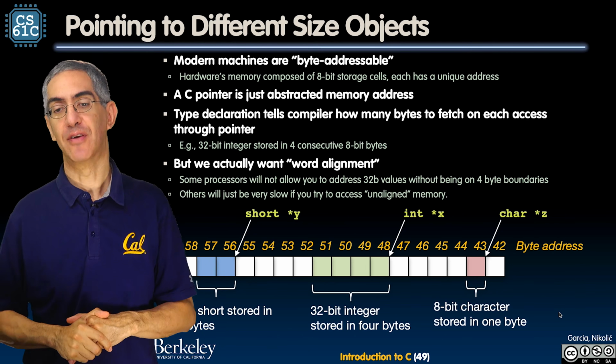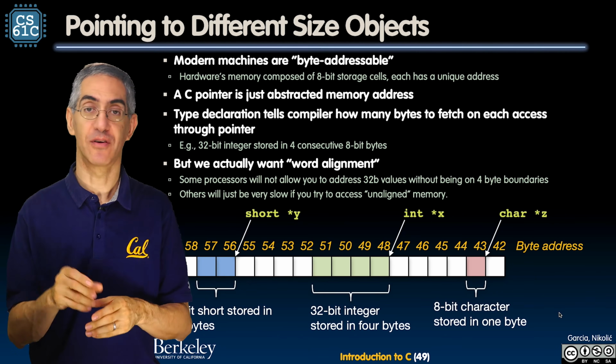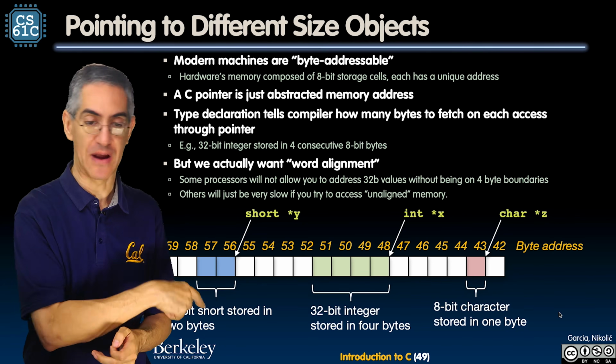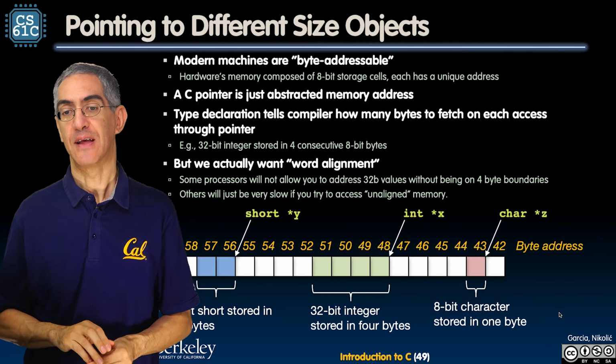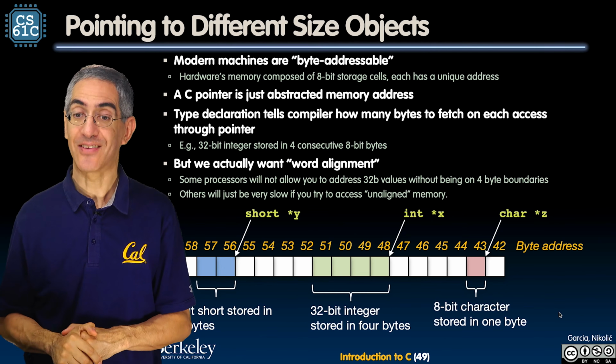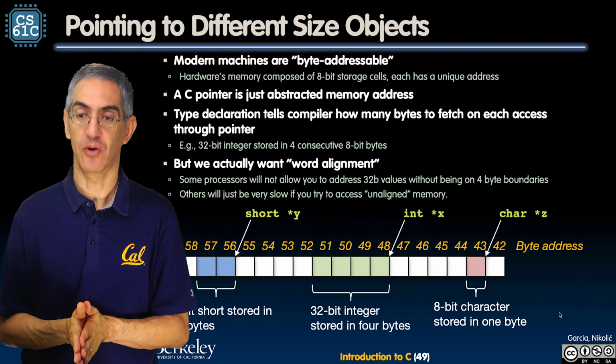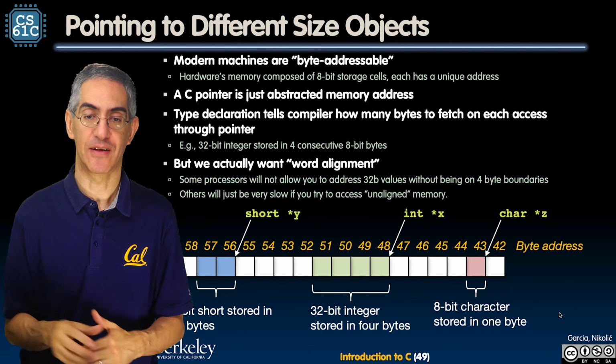Here's an example on the right of a nice picture that shows a short, which in this case is going to be 16 bits wide, and there's a pointer to that short. It happens to live there. This is an integer, this is x, a pointer to x, and you see that it lives at 48. Again, that's a multiple of 4, so we're good there. And a character can live anywhere, so that's kind of a nice thing.